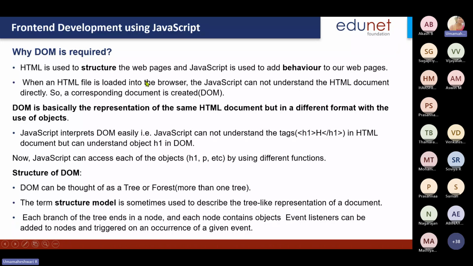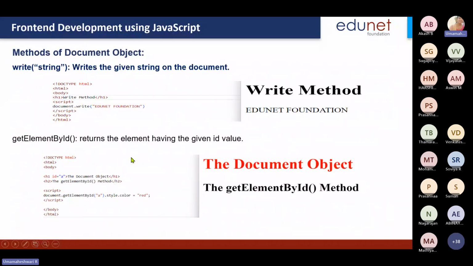So why DOM is required: it is used to structure the web page, and JavaScript is used to add the behavior to the web page. When an HTML file is loaded into the browser, the JavaScript cannot understand the HTML document directly. HTML document understand பண்ணிக்கறனா, so a corresponding document is created. சரிங்களா? அதுக்கேத்த மாதிரி documents create பண்ணிருக்கோம். And DOM is basically the representation of the same HTML document, but in a different format with the use of objects.